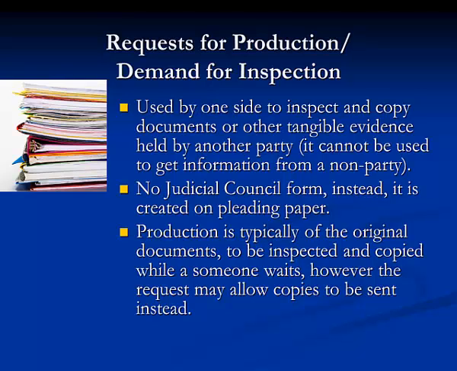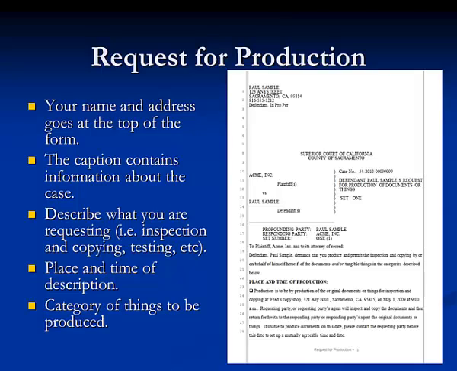Typically this is documents, but it is not limited to documents, as any type of physical evidence in a civil case may be inspected. There is no Judicial Council form for this, and instead, just like special interrogatories, it is created on pleading paper, with each law firm or self-represented litigant oftentimes having their own preferred template for asking them. Production is typically going to be of the original document or thing, which is then inspected and copied while the opposing party observes and then takes the documents or things back after the inspection and copying. However, the requesting party may allow alternative forms of production to be provided.